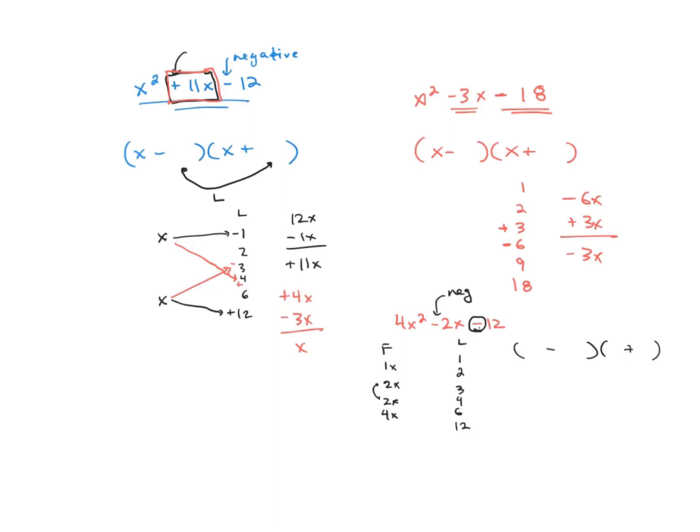Now let's just test one. Let's say I did 2 times a negative 6, I got negative 12x. And if I use 6, I would have to use 2. So 2x times a positive 4x, and that gives me a negative 8x. That's not my middle. That's not what I'm looking for.